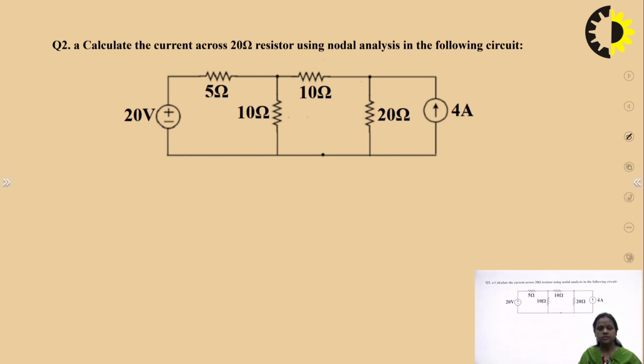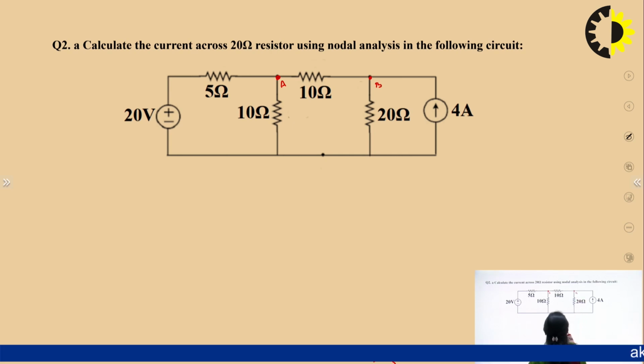As in this circuit you can see that there are 2 junction points. This is one junction point, junction A, and this is the second junction point, junction B, and this one is the third, which we call the reference point, which is at potential 0. So in total there are 3 junction points. After identifying the junction points, the next step is to assume the node potentials. So I am assuming that the node potential here is VA and here it is VB.